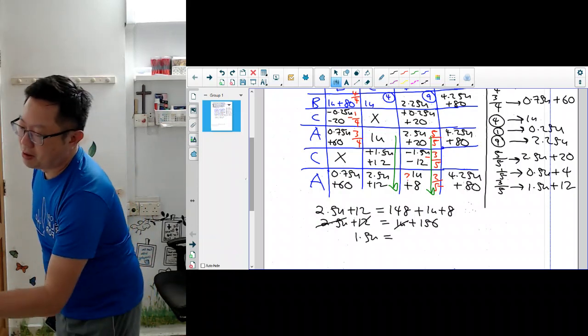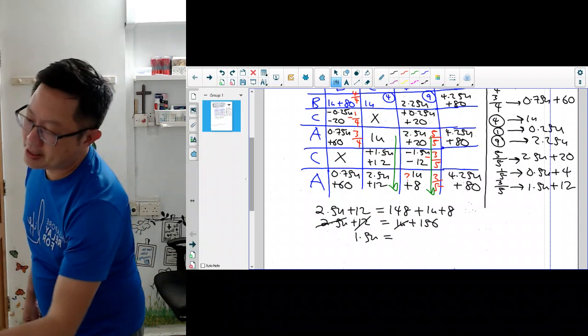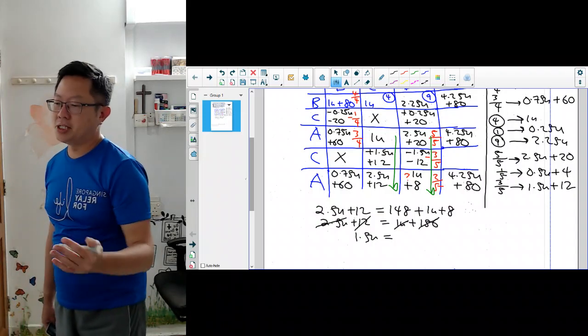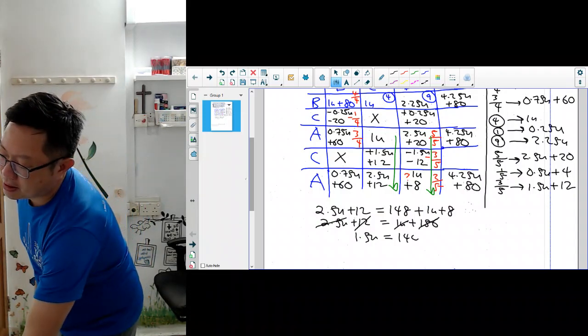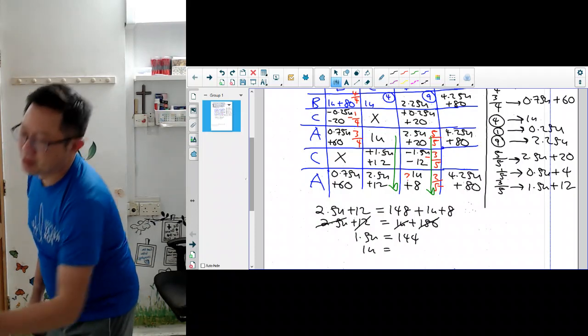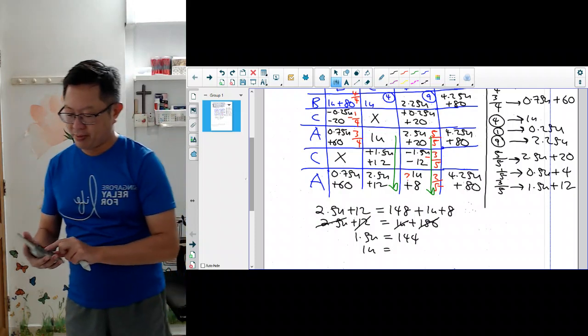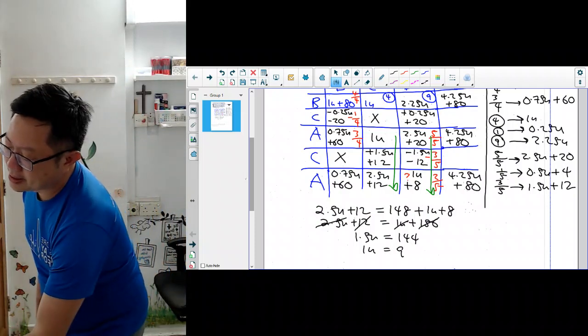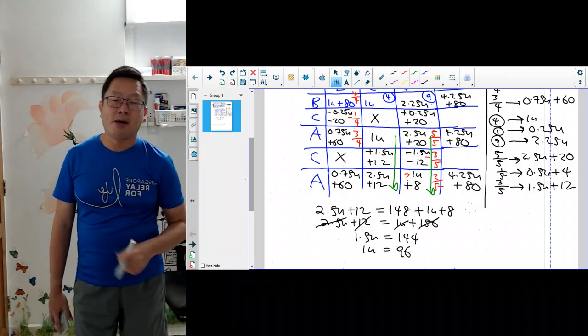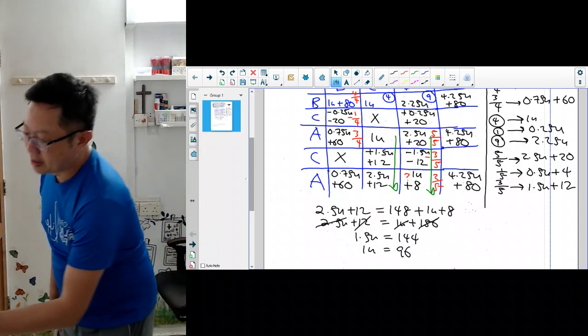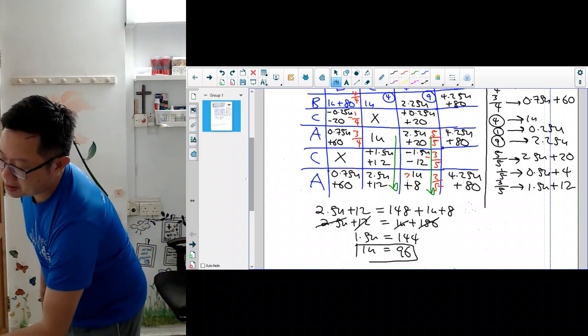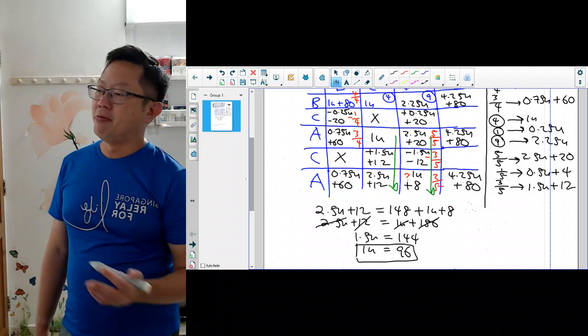Take out 12 on the left side. Then on the right side you also take out the same, take out 12, and you get 144. So now can you find 1 unit? 144 divided by 1.5, and your 1 unit will be 96. So the purpose of the table method, or even the model, is to do what? It is to find what is 1 unit. And once you can get 1 unit, you can find the question mark.